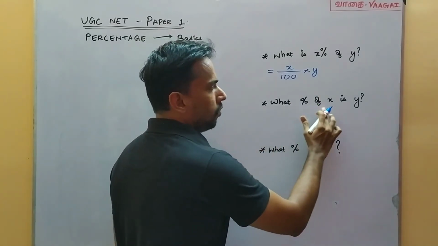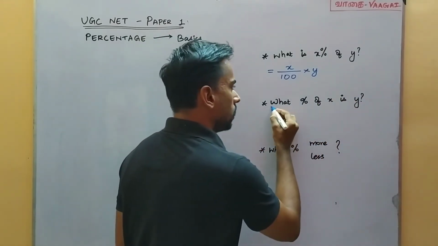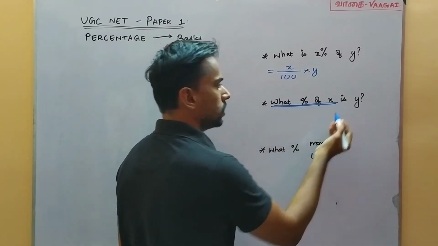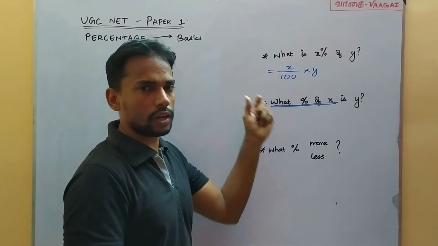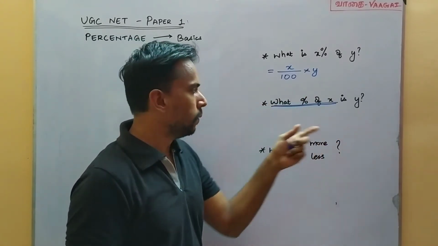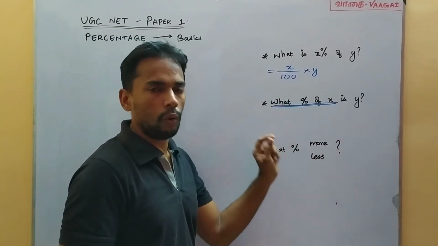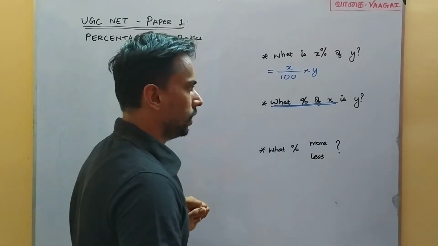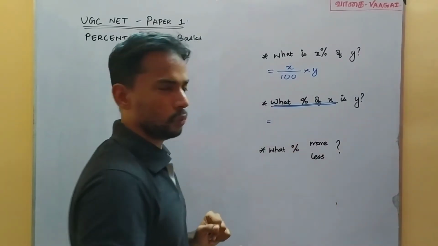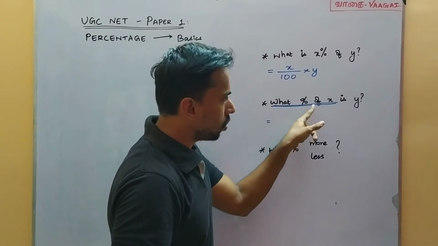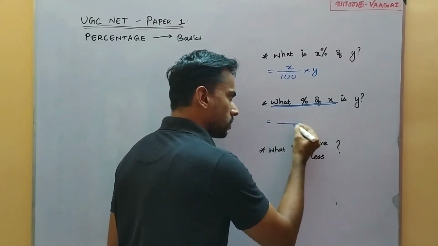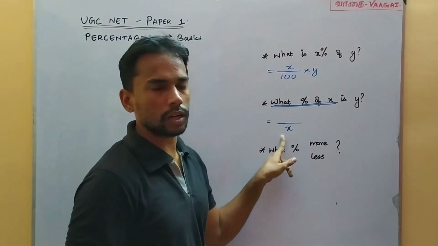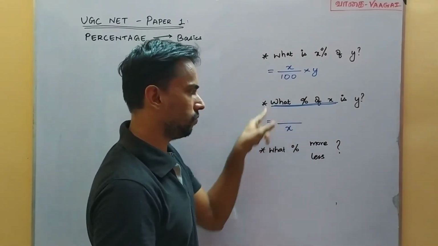What percentage of X is Y? Here they are asking what percentage of. See this first variety, we come to find what value. But here, we come to find what percentage. So the calculation we need to do is, what percentage of X is Y? That is, out of X. So here, this time this X comes to the denominator of our fraction.